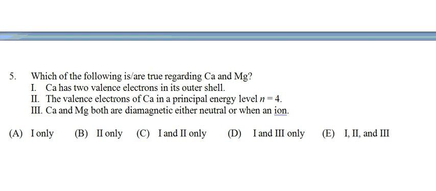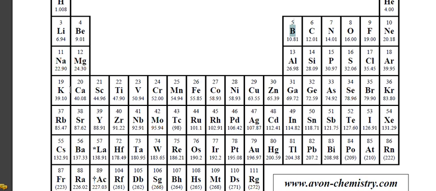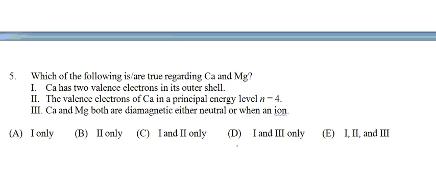Number 2, the valence electrons of calcium are in a principal energy level N equals 4. Calcium is in the 4th row, and yes, it is in the 4s orbital, so that also is true. Number 3, calcium and magnesium both are diamagnetic, either neutral or when an ion. That is very false. The only time that these are diamagnetic is when they're an ion.